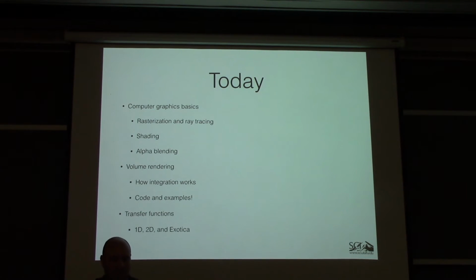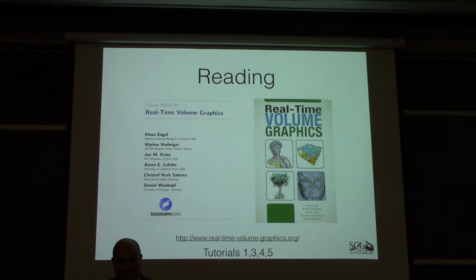We'll talk about that, we'll talk about shading, we'll talk about blending, which is the key operation that makes volume rendering work. I'll talk about how we tie that together in volume rendering, how integration works. Then we'll talk about classification, transfer functions, and I'll give examples of 1D, 2D transfer functions, and some more exotic, less useful, and less seen in practice transfer functions.